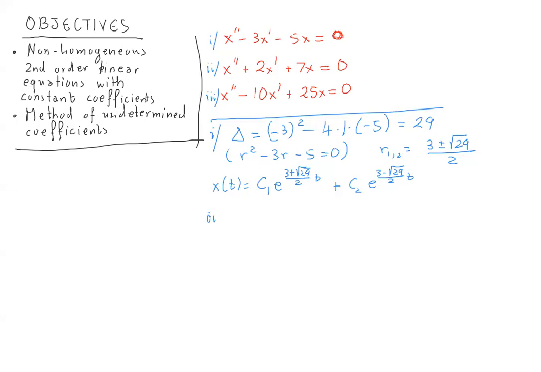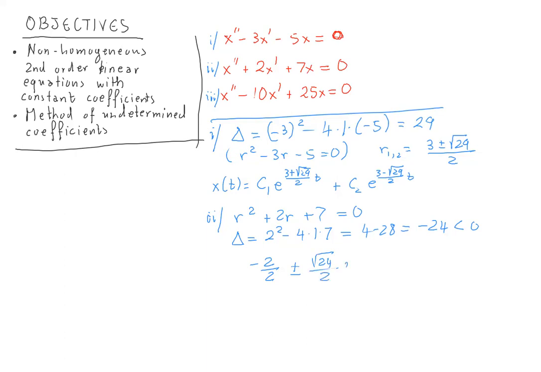Are there any questions, please, for this first one? Let me do the second one. So again, let me write down the auxiliary equation, which would be r squared plus 2r plus 7 is equal to 0. What is delta here? Delta will be 2 squared minus 4 times 1 times 7, which is 4 minus 28, also known as negative 24, right? So this is less than 0, so we have two complex roots, which are going to be what? They're going to be minus 2 over 2 plus or minus square root of 24 over 2 times i.